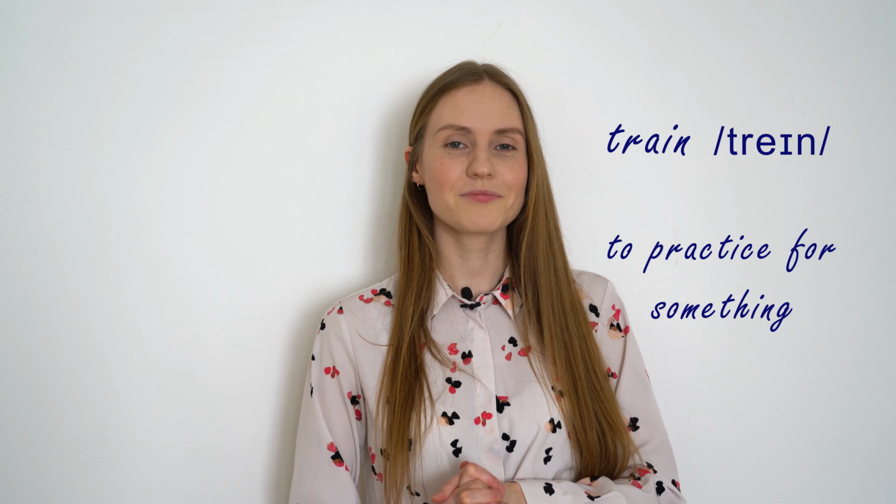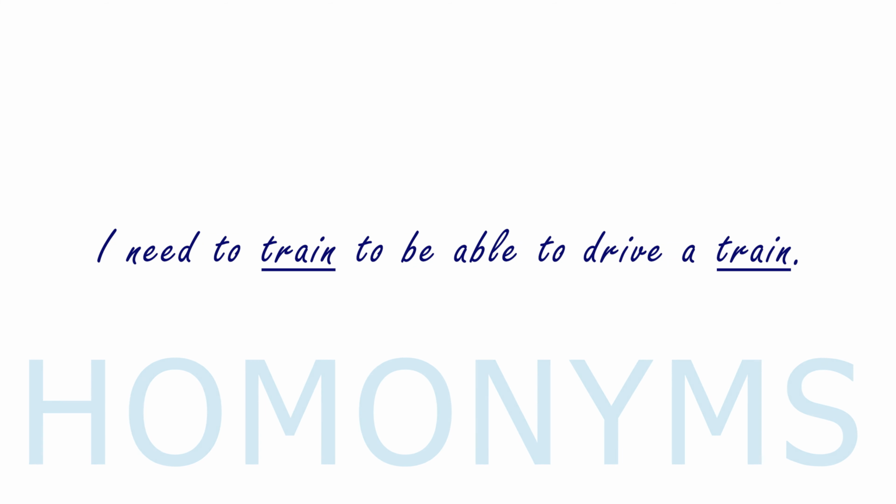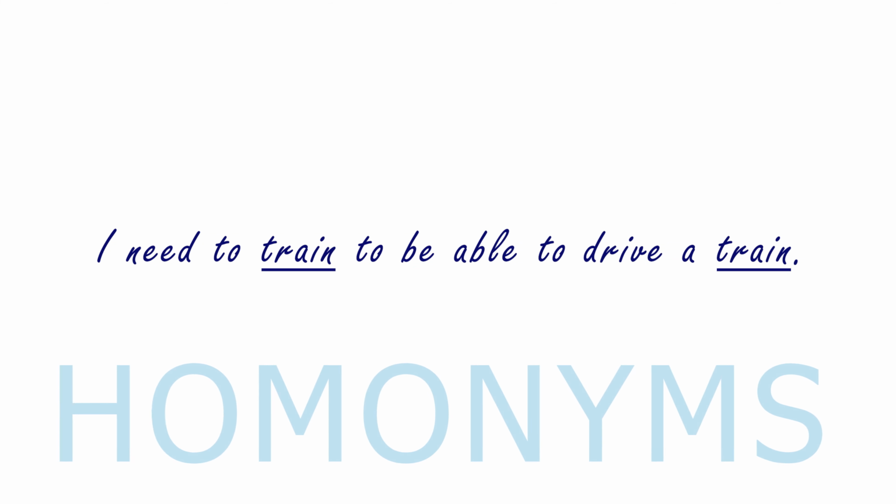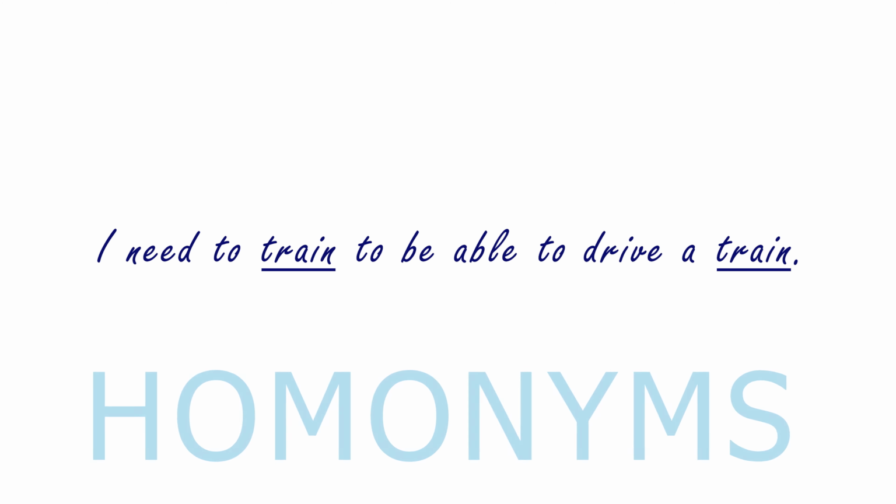They train. And the last example, combining two homonyms into one sentence, would be: I need to train to be able to drive a train. That means I need to practice. I need to learn some things to be able to drive this type of transport.